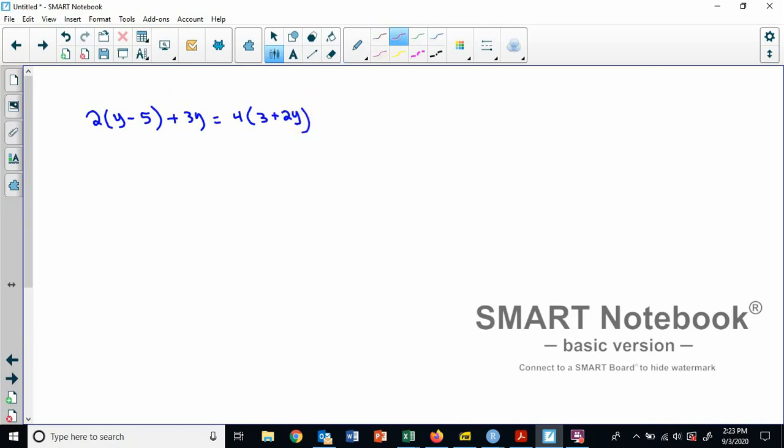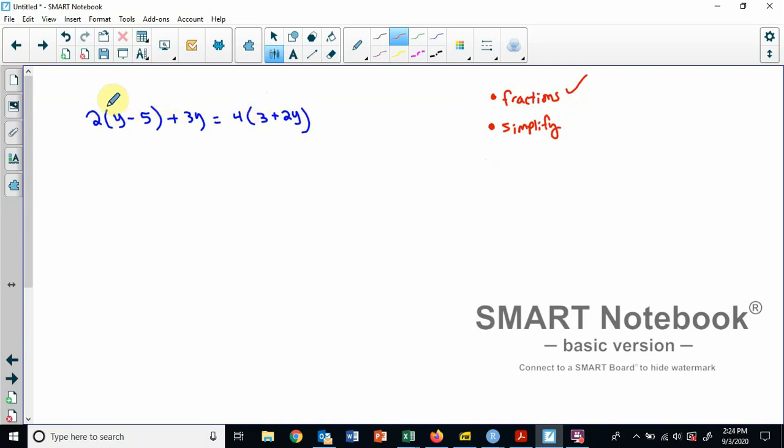Now a lot of people panic because this looks bigger and badder and scarier, but it's not. If you ask yourself those same questions, first question, do we have any fractions to deal with? I always try to get rid of fractions first. I don't see any fractions, so that's taken care of. Second step is, can we simplify? Remember, that means, do I have anything to distribute and any like terms?